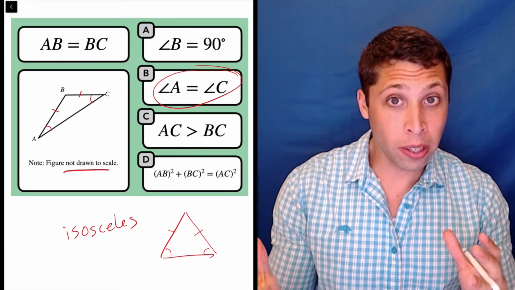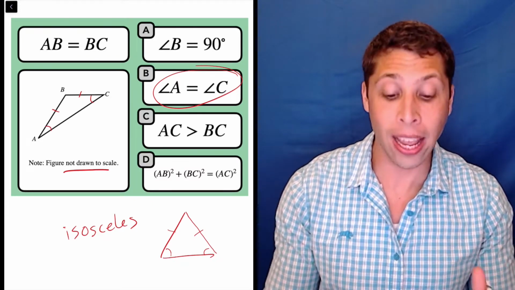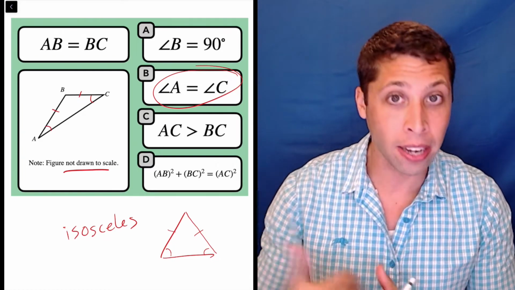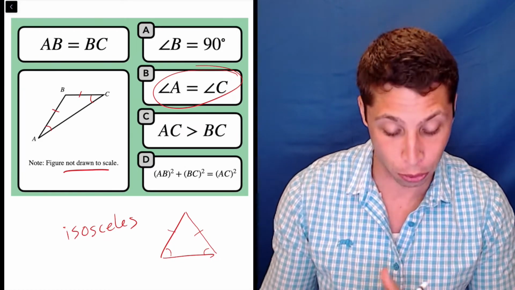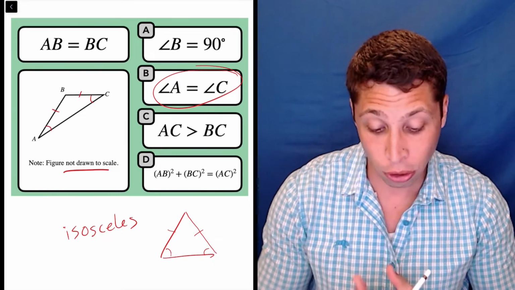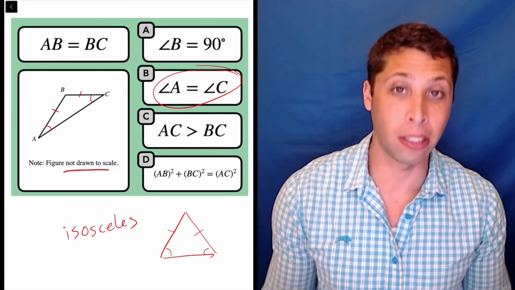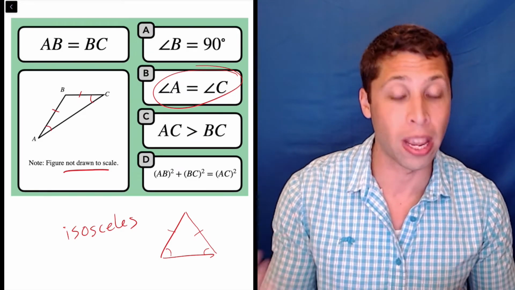Some of these other choices could be true. It could be the case that we have an isosceles triangle with a right angle. That would be a 45, 45, 90 right triangle, so choice A could be true. Choice C definitely looks like it's true, and it also could be, but it's not necessarily the case. And choice D is basically just the Pythagorean theorem, so that's only true if we have a right angle somewhere.